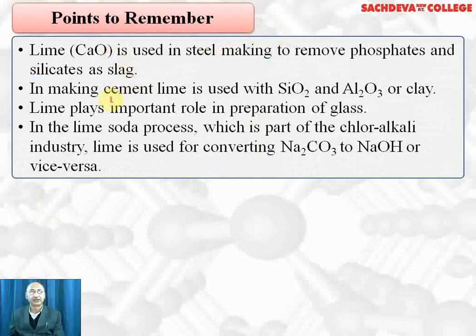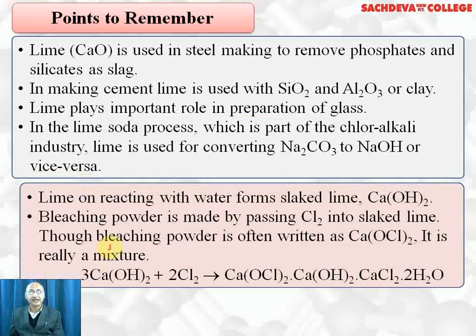In making cement, lime is used with silica and alumina or clay. Lime plays an important role in preparation of glass. In the lime soda process, which is part of the chloralkali industry, lime is used for converting sodium carbonate to sodium hydroxide or vice versa. Lime on reacting with water forms slaked lime, which is an important building material. Bleaching powder is made by passing chlorine into slaked lime, as we have prepared just now. Slaked lime will react with chlorine to form bleaching powder.